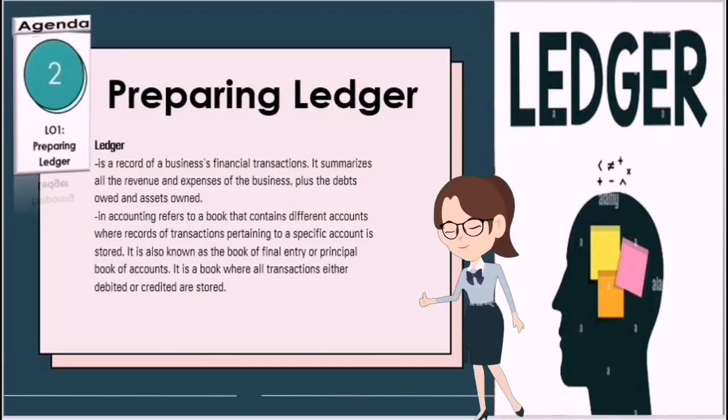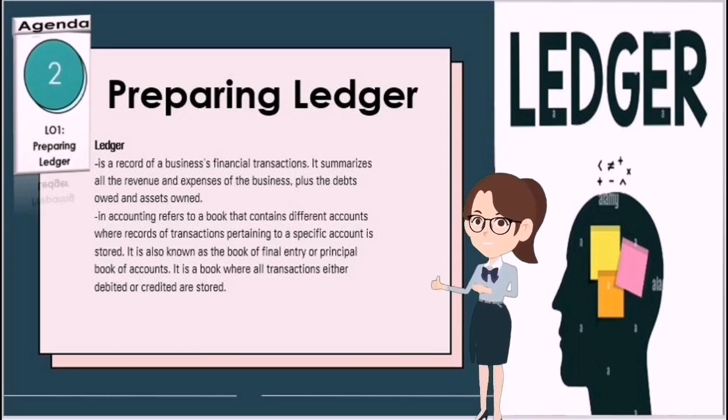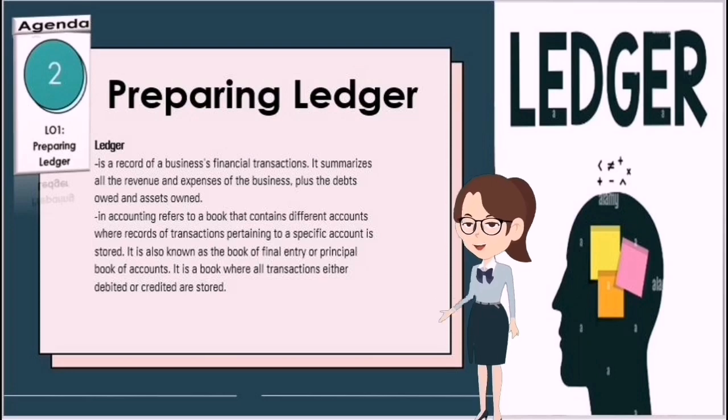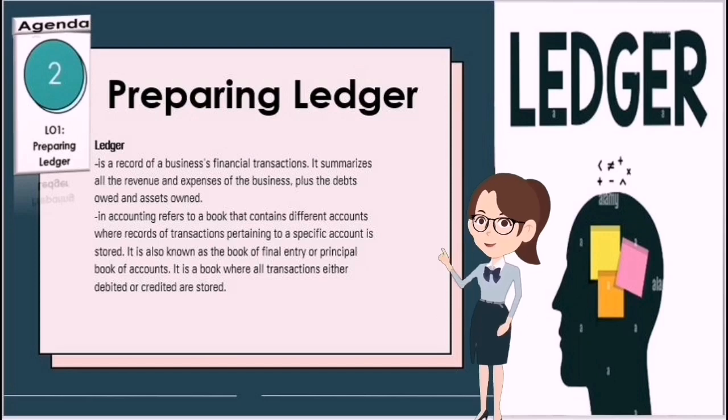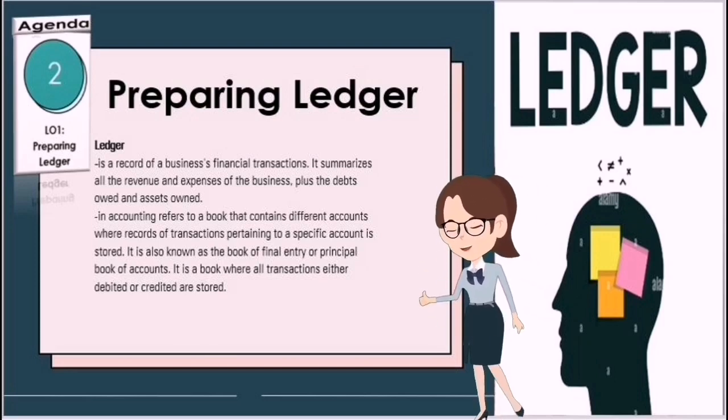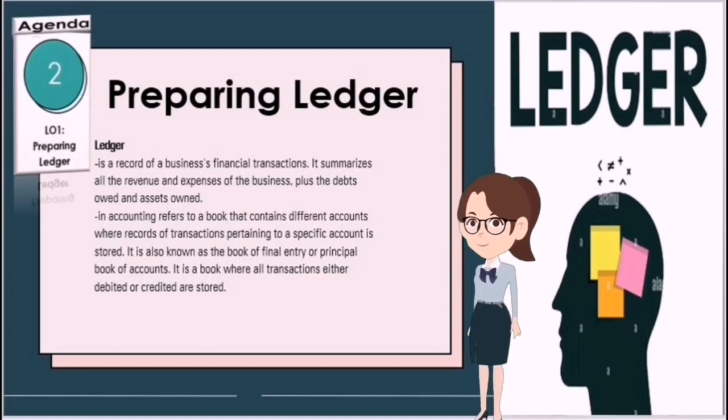Preparing ledger is a record of a business's financial transactions. It summarizes all the revenue and expenses of the business, plus the debts owed and assets owned. In accounting, it refers to a book that contains different accounts where records of transactions pertaining to a specific account are stored. It is also known as the Book of Final Entry or Principal Book of Accounts. It is a book where all transactions either debited or credited are stored.